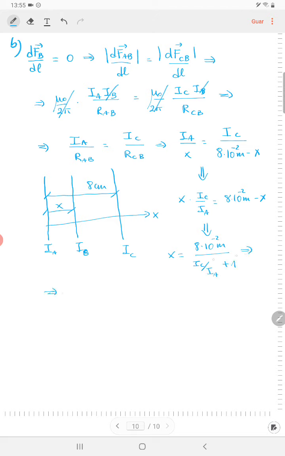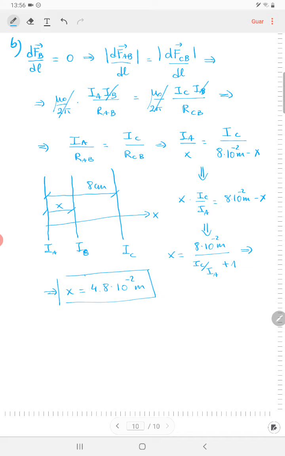So from here you can get that the distance has to be equal to 4.8 times 10 to the minus 2 meters. Okay, so it was 3 centimeters. You have to put it further away from the section A. Okay, in that case both forces per unit length are equal and cancel each other because they have opposite directions.